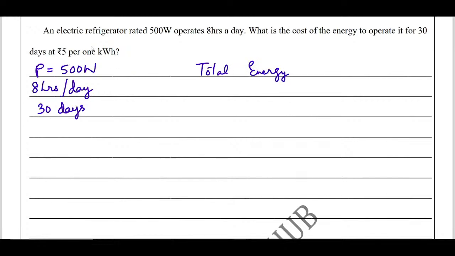The total energy consumed by the refrigerator for 30 days. Per day it is 500 into 8, right? Per hour it is 500. For 8 hours it is 500 into 8. For how many days? It is for 30 days. The total energy will be 500 into 8 into 30. So what do I get? Just multiply 500 into 8 into 30.